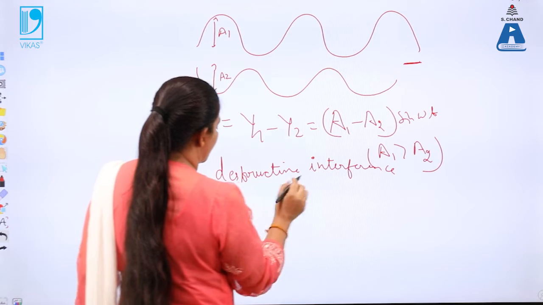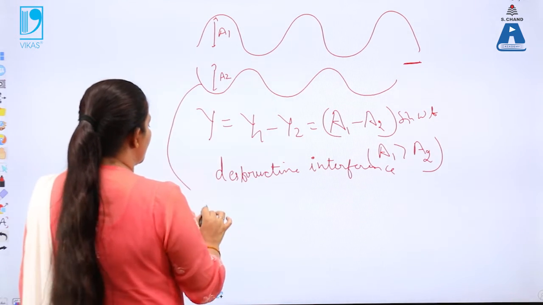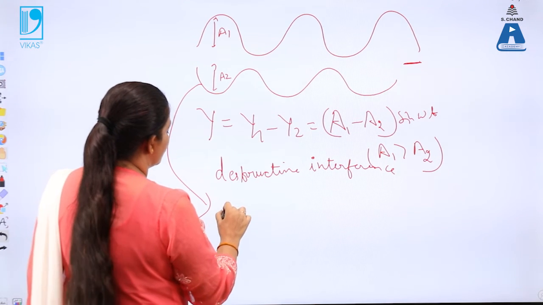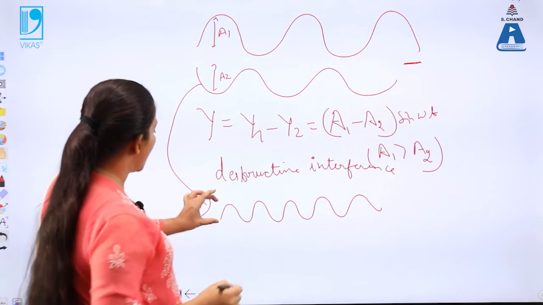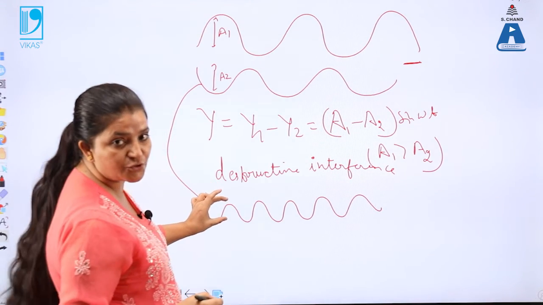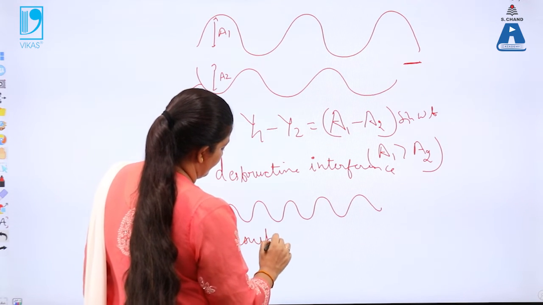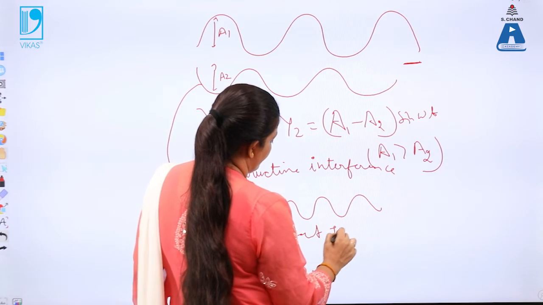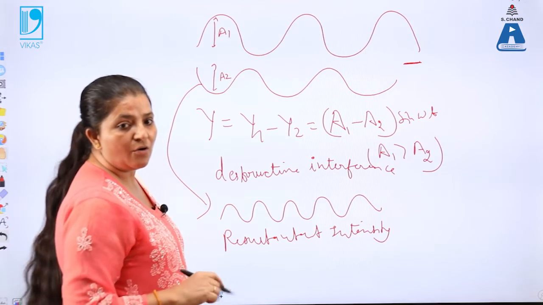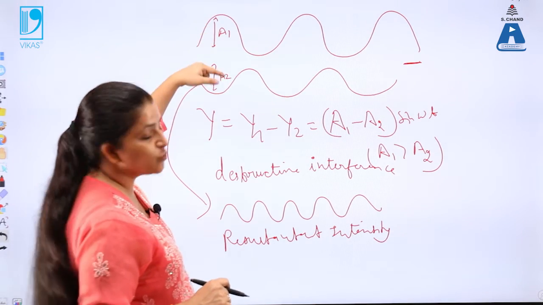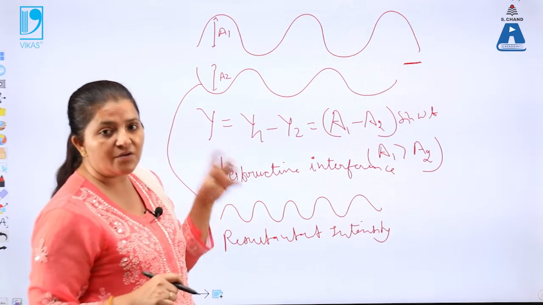This is called destructive interference, and the resultant intensity is minimum in this case. So that means if A1 is more than A2, then for the resultant we will get this. So the amplitude will be the difference of these two. So this is the resultant over here. This is the resultant intensity, which is the minimum of both the waves superimposed on each other. So such type of interference is known as destructive interference.